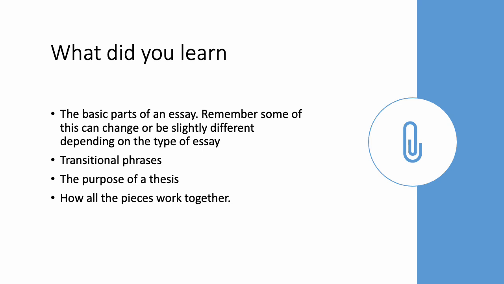And here we are, at the end of our lesson. So, what did you learn in this lesson? Well, you've learned the basic parts of an essay, and remember that these parts can change or be slightly different or even be altered depending on the type of essay. You've learned transitional phrases to move from one paragraph to another and even to move from the essay into the conclusion. You understood what the purpose of a thesis is, and essentially how all these new pieces that you've learned work together.